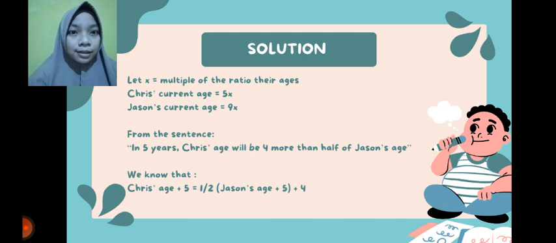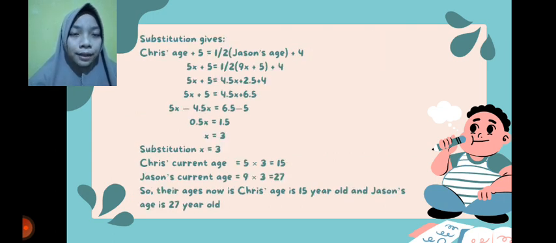From the sentence, in 5 years, Chris' age will be four more than half of Jason's age, and then we know that Chris' age plus 5 equals a half times Jason's age plus 5, plus 4. The substitution gives us Chris' age plus 5 equals a half times Jason's age plus 4, and then we get 5x plus 5 equals a half times 9x plus 5, plus 4.